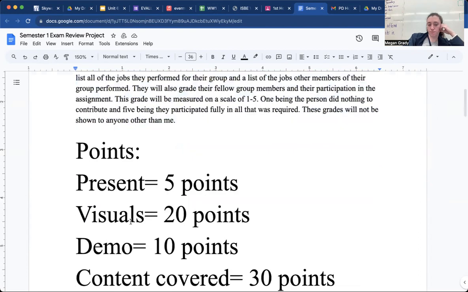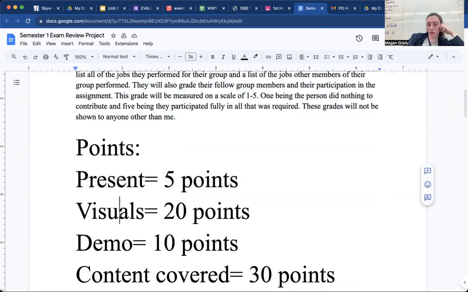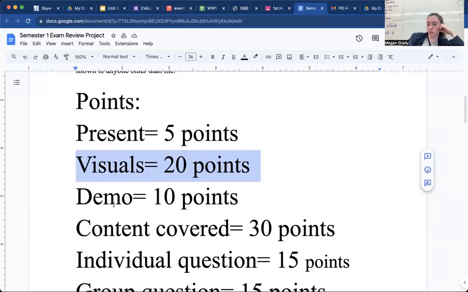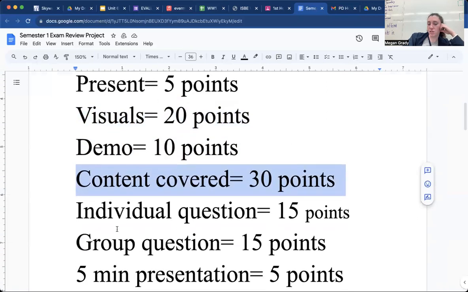So here are our points. Presenting is 5 points. Having 3 visuals is literally 20 points. So 3 visuals minimum. Make sure you get that. That's easy points. Your demonstration is 10 points. Covering the content is 30 points.